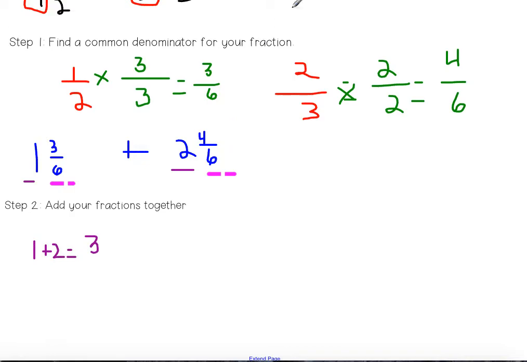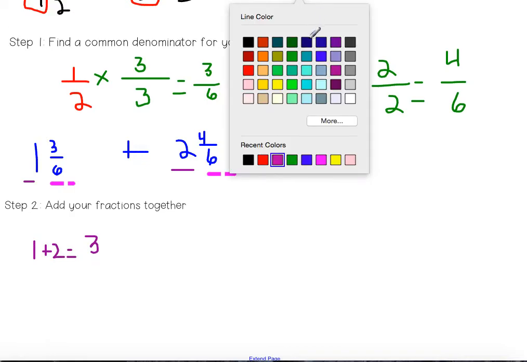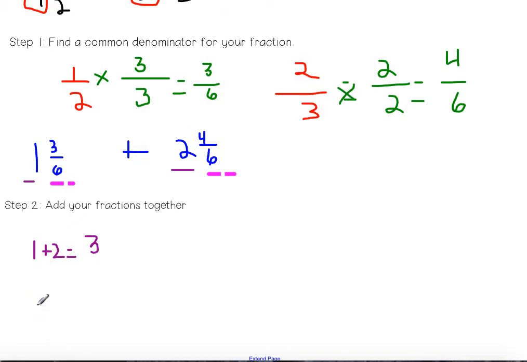3, whoa, you can't see that at all. Sorry. Switch pen colors. 3/6 plus 4/6. And we know that we just leave the denominator alone. That just stays the same. I get 6 on the bottom, but I add my numerators. 4 plus 3, or 3 plus 4, is 7.